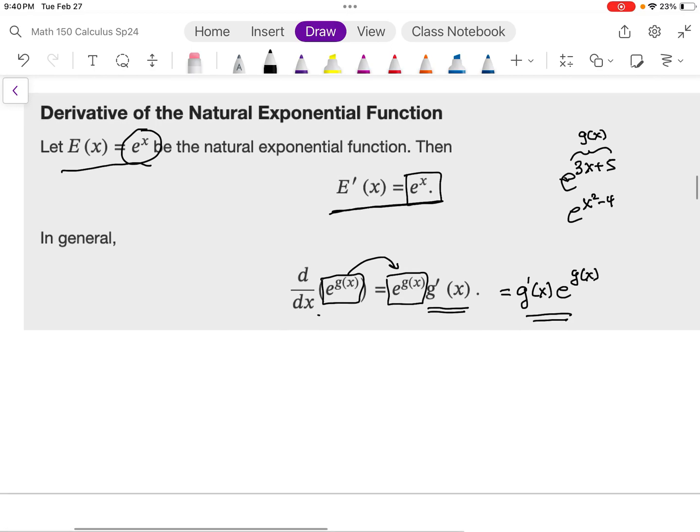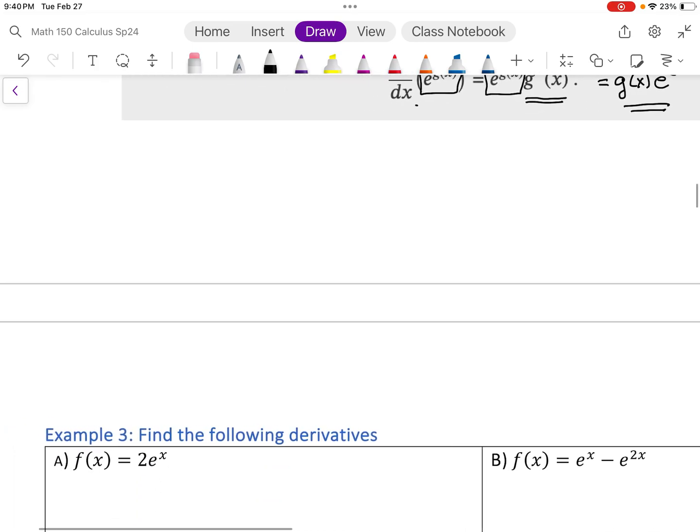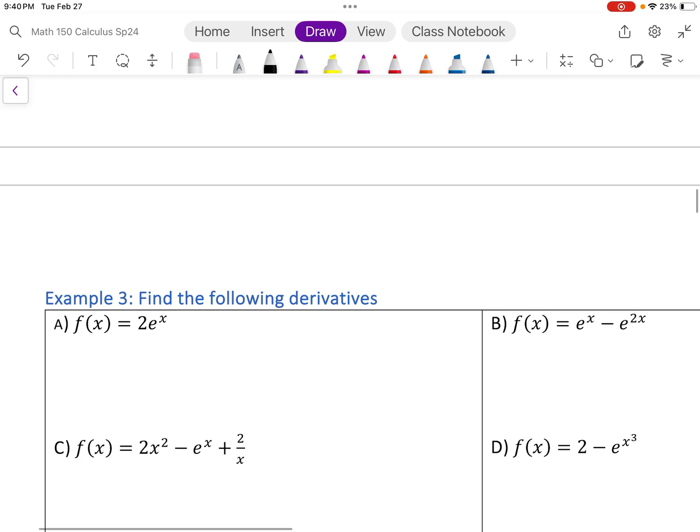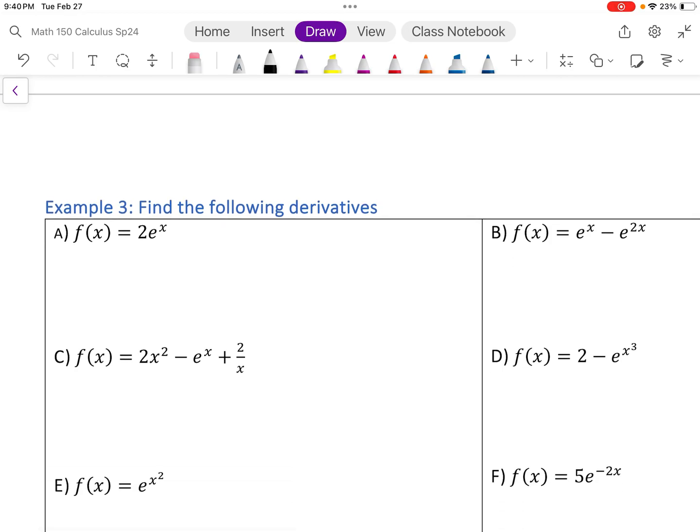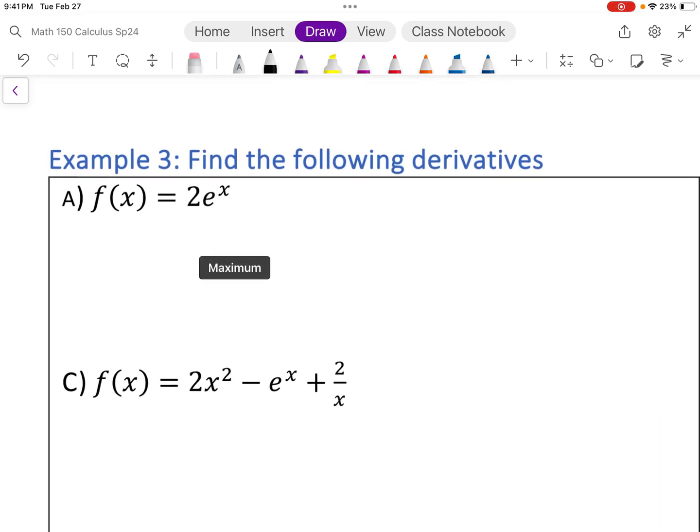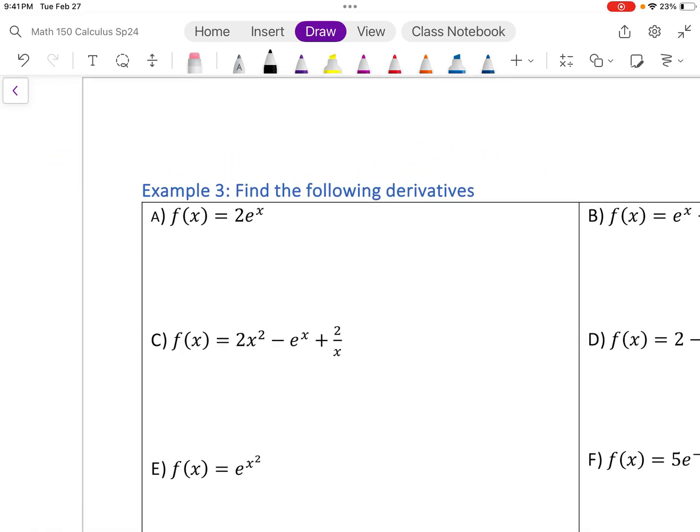Okay, so let's apply this rule with some examples. Okay, so we're going to go through example 3. All right, so part A, our function is 2e to the x. Okay, so the exponential rule says that if the function is e to the x, the derivative is e to the x. So this 2 just stays there. I take the derivative of e to the x and I get e to the x. Okay, so this is the answer for this. We're done.